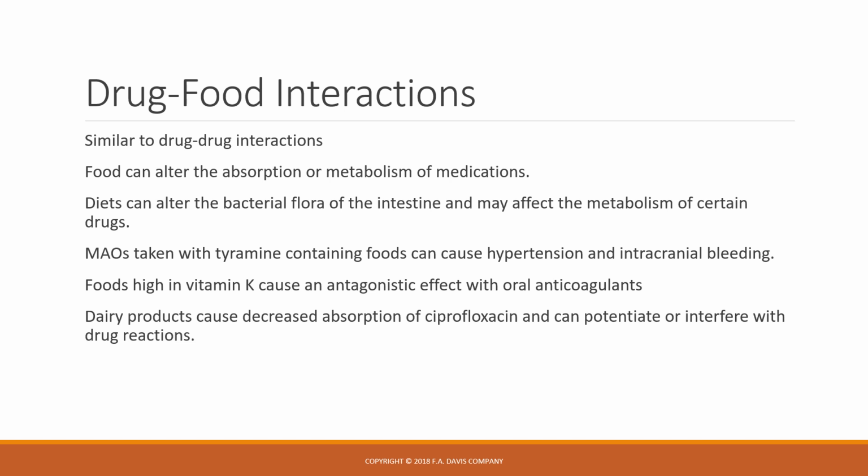Foods that are high in vitamin K may cause an antagonistic effect with oral anticoagulants. That's why a lot of times patients who are taking Coumadin, which is warfarin, are supposed to avoid green leafy vegetables due to this effect. Dairy products cause decreased absorption of Cipro, which is an antibiotic, and can potentiate or interfere with drug reactions. So you want to be careful, and you want to also know and educate your patient about possible drug-food interactions. That way you can teach them what they may need to avoid or when there may be a better time to take medications.